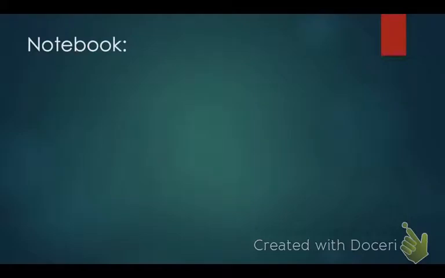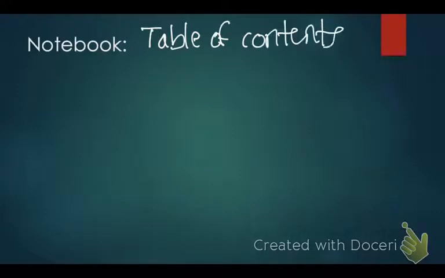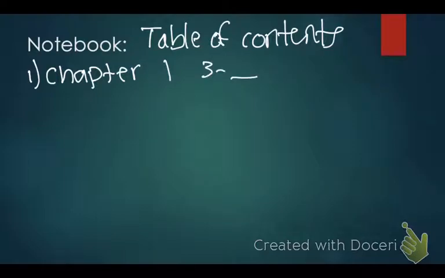All right, in your notebook, on your table of contents, for your first entry, you're going to write chapter 1. That's what we have done so far. Then you're going to write the pages of chapter 1. I don't really know what they were for you, so you write whatever the pages were. So you started on page 3 and you went to whatever you went to. So that's chapter 1.